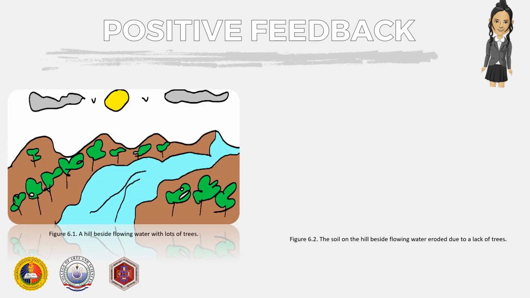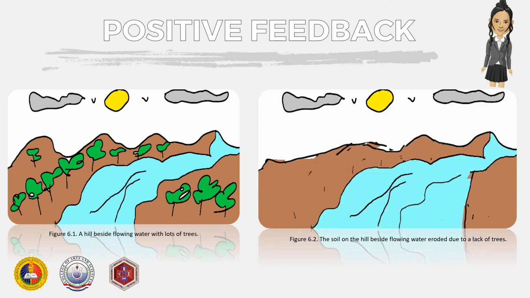So we can see in figure 6.1 a digital of a hill beside flowing water with lots of trees. And then in figure 6.2, we can spot the difference between the two of them. So the soil on the hill beside flowing water eroded due to the lack of trees. So this is an example of positive feedback.